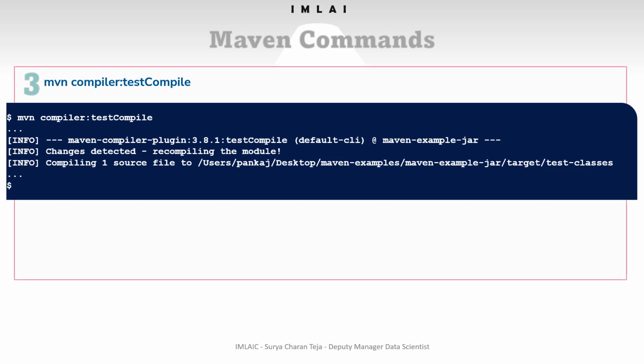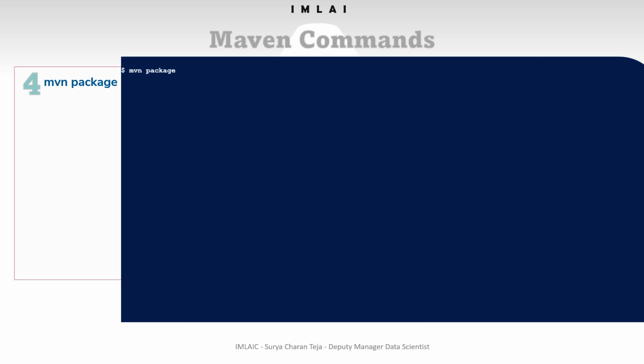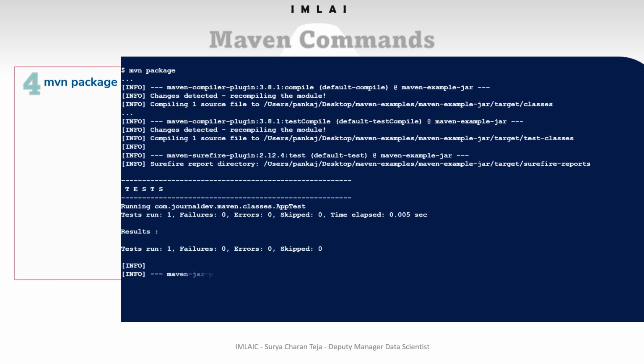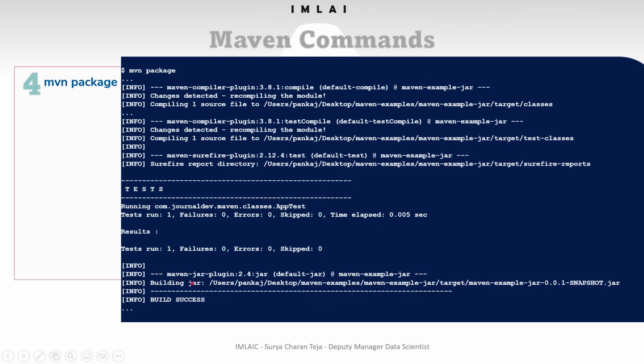Then we have mvn package. This command builds the Maven project and packages it into a jar, war, etc. The output shows the location of the jar file just before the build success message. I have shown it to you in our previous exercise. Notice that the package goal executes the test-compile and test goals before packaging the build. You can see that on the screen. The tests are done, and then finally you get the build success, and here you can see the package name.